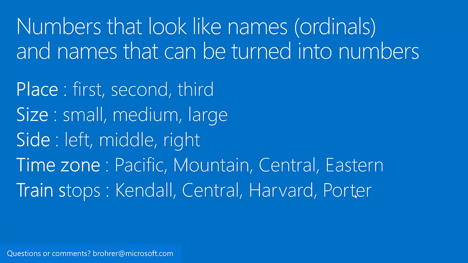And to further confuse the issue, there are numbers that look like names, ordinals for instance, and names that can be turned into numbers. So these are names that have a distinct order, like first, second, third, and it helps if the difference between each of these is similar. Small, medium, large. There's a distinct order, and a medium is about as much bigger than a small as a large is than a medium. Left, middle, right. You can go time zones, train stops, anything that has an order can be turned into a number and interpreted by a machine learning algorithm.